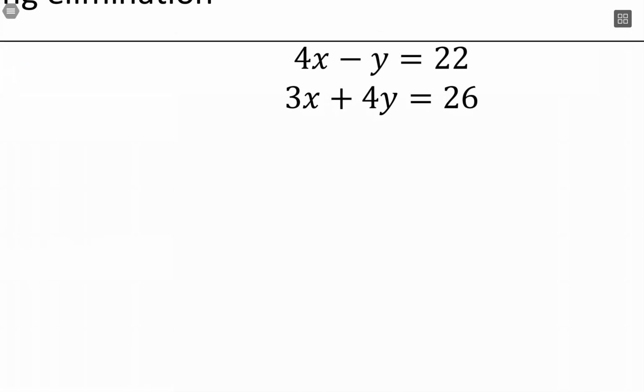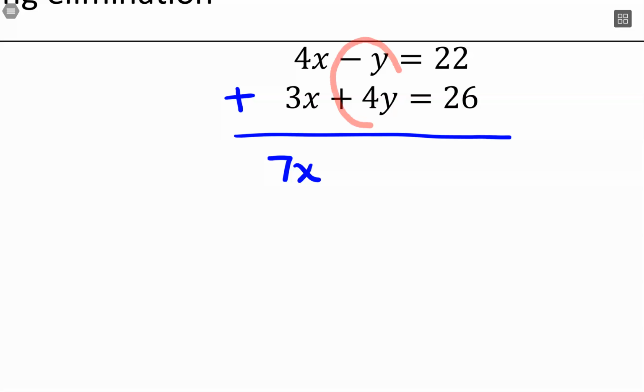So let's say I just went ahead and started adding this together. I'm going to end up erasing this, so if you're taking the notes, you might not want to write this down. You can just listen. If I add these together, so 3x plus 4x is 7x. And negative y plus 4y is a positive 3y. And equals 22 plus 26 is a 48.